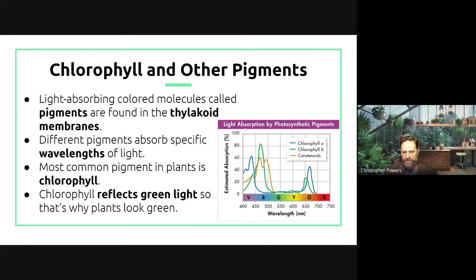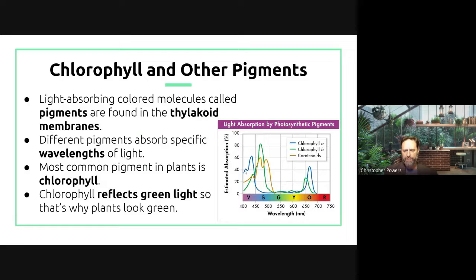This is the light absorption by photosynthetic pigments. We're getting graphically oriented here. You have chlorophyll A. You need to know that it's in the blue. Chlorophyll B is in the green. And carotenoids, that's of course in the orange. It sounds like a carrot. And you see these on the spectrum.